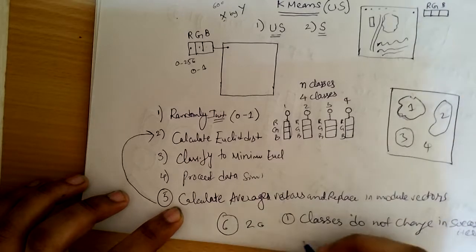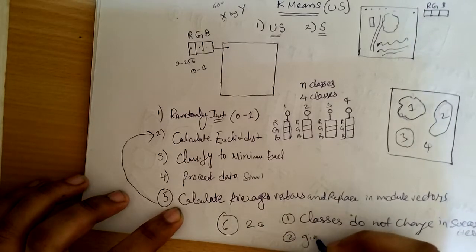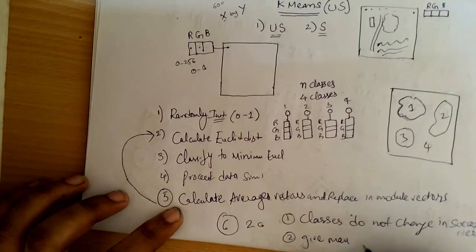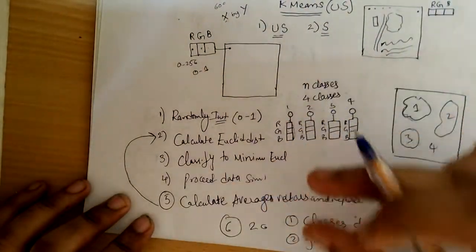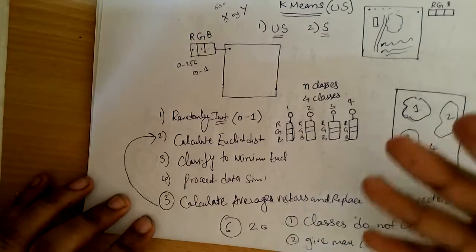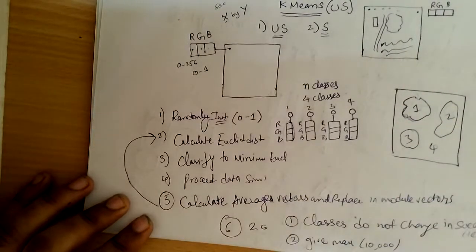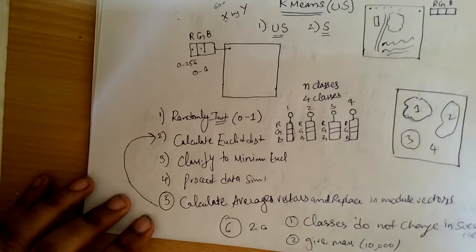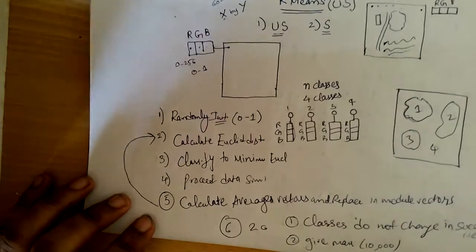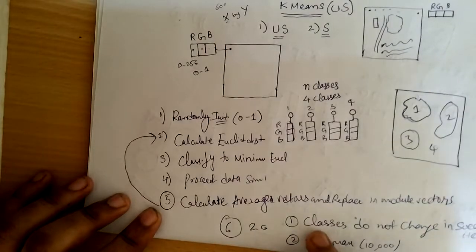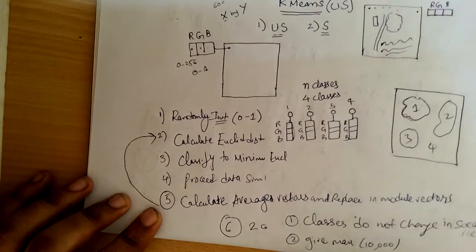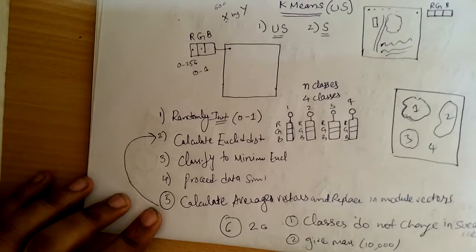If the classes do not change in successive iterations, just stop the algorithm. The second condition is to give a maximum number of iterations, like 10,000, depending on your computer speed and the data size. This is just 3-dimensional data, but clustering is often done on dimensions like 4, 5, 6, or 10, and it will take a lot of time if you give 10,000 iterations for them. So it depends on your computer and processing speed. So there are two conditions where you stop your algorithm: classes do not change in successive iterations, or a maximum of around 10,000 iterations.